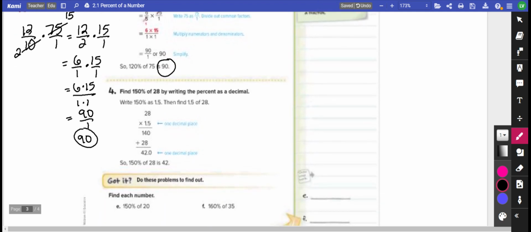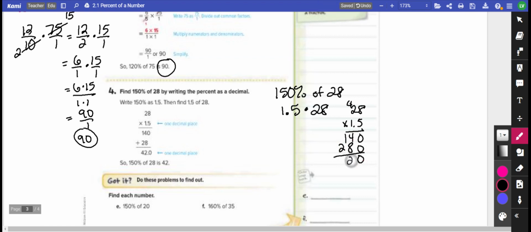Number 4, find 150% of 28 by writing the percent as a decimal. So 150% of 28. Well, that's 1 and 5 tenths times 28. So 28 times 1 and 5 tenths. 8 times 5 is 40. 5 times 2 is 10 plus 4 is 14. Have my 0 placeholder. 1 times 8 is 8. 1 times 2 is 2. I'm going to add these together.